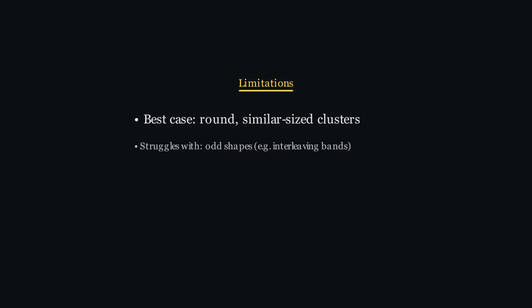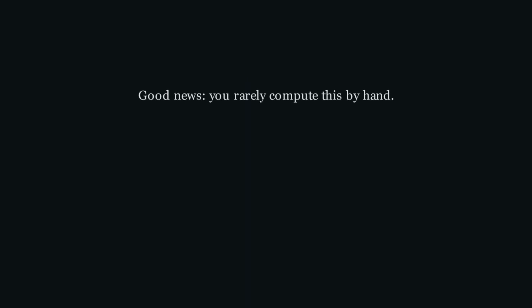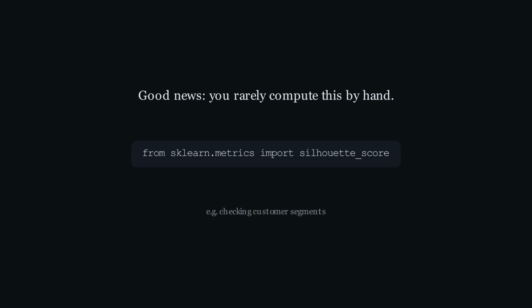The silhouette score does have some limits worth knowing. It works best when clusters are roughly round and similar in size. For oddly shaped clusters like two curved interleaving bands, it can give misleading lower scores even when the clustering is actually correct. The good news is you rarely compute this by hand. In Python, the scikit-learn library has a ready-made function called silhouette_score that does all this math for you. Data scientists use it all the time, for example to check how well customers have been grouped into segments.